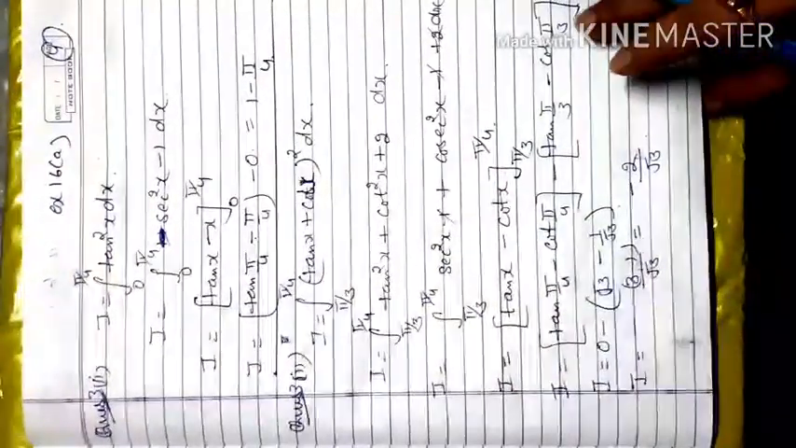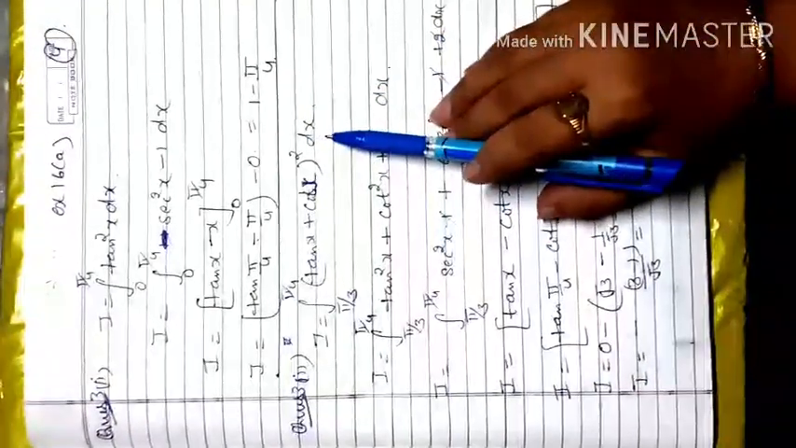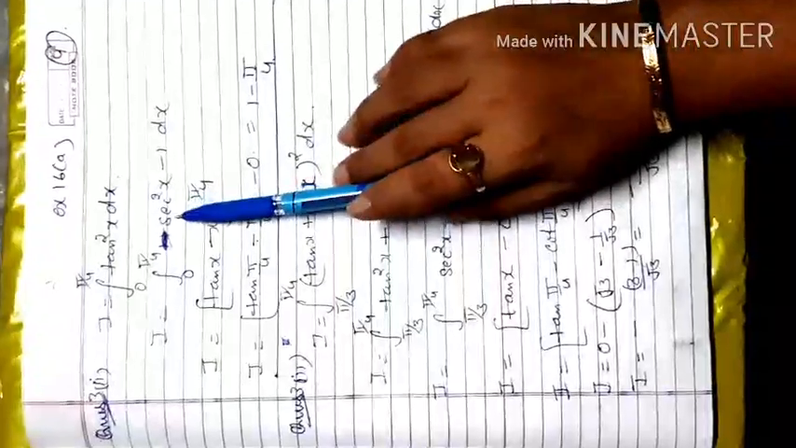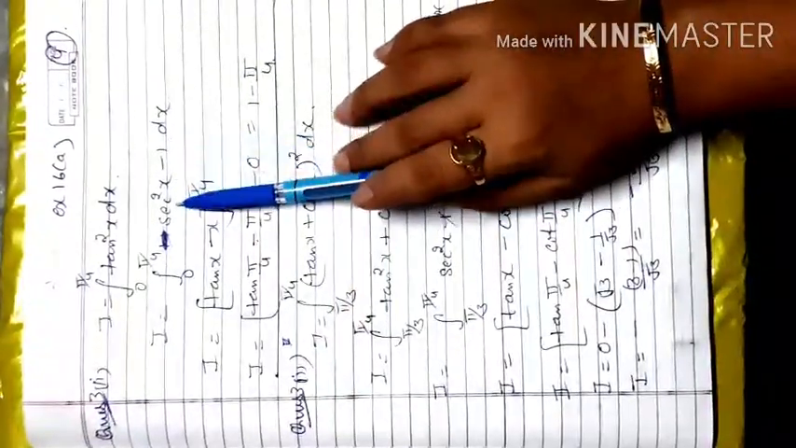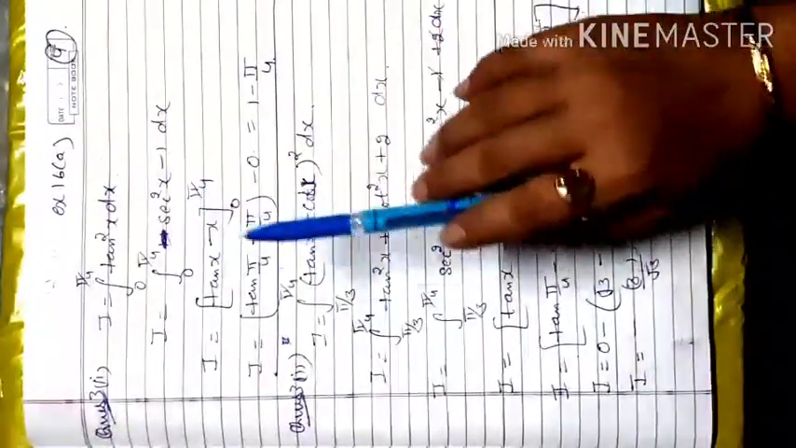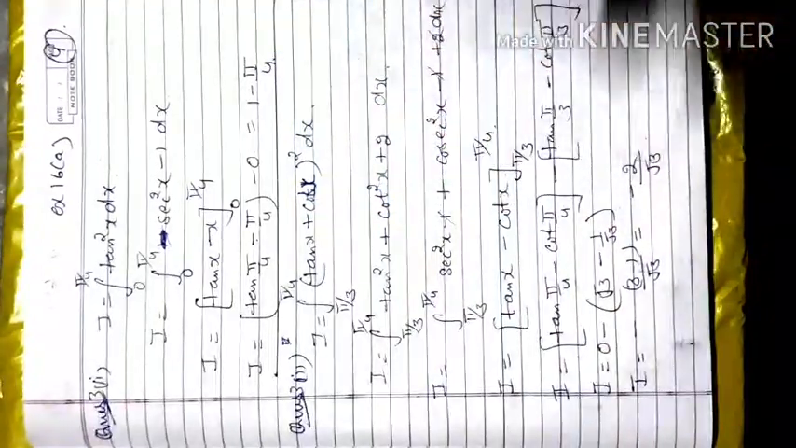Next is third question, second part. In this third question second part is the integration of tan square x, and the limit is 0 to pi by 4. First you convert tan square x into secant square x minus 1, and the integration of secant square x is tan x, and of 1 is x, from 0 to pi by 4. Apply the limit, tan pi by 4 minus pi by 4 is 1 minus pi by 4.